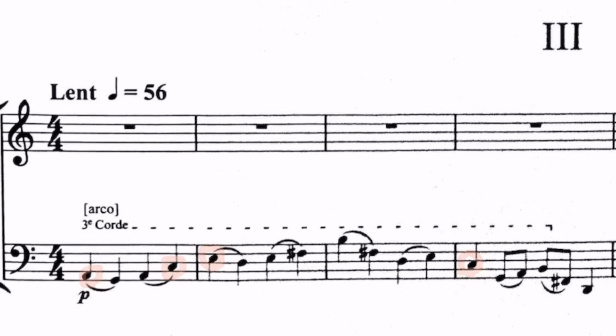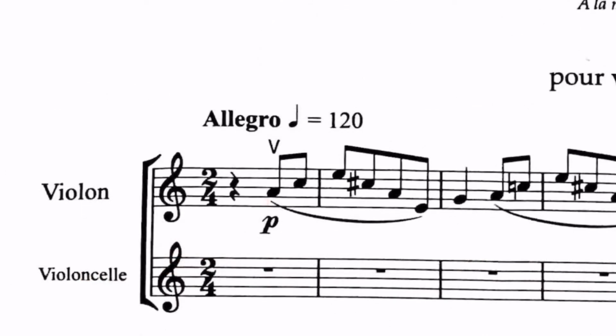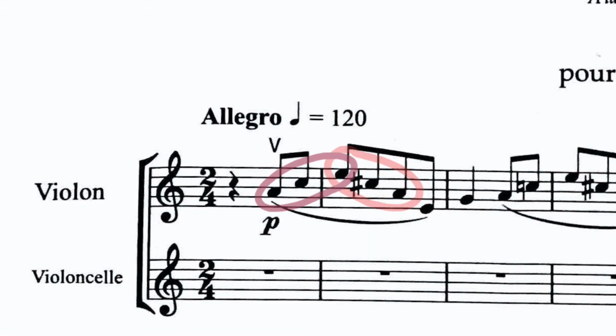Let's go back to the original motive to investigate the difference. The first three notes of the motive make up a minor chord, but the notes that follow make up a major chord. What makes this motive interesting is the conflict and the tension between the minor and the major modes.